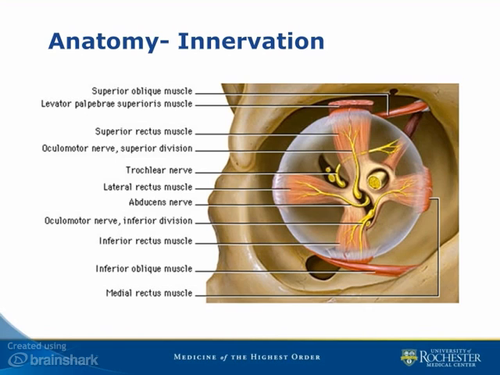And there are two branches of the third cranial nerve. The superior branch innervates the superior rectus and levator, and the inferior branch innervates the medial rectus, the inferior rectus, and inferior oblique.